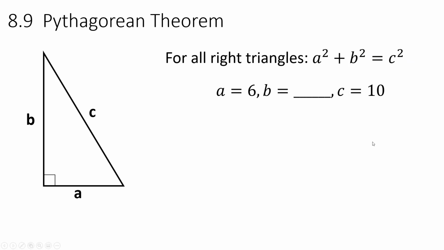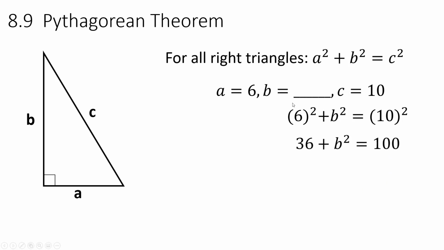You plug in what you know. Hey, you know what a is. You don't know what b is. You plug in c. We're going to have 36 here and 100. So we work out what we can. We still don't know what b squared is.